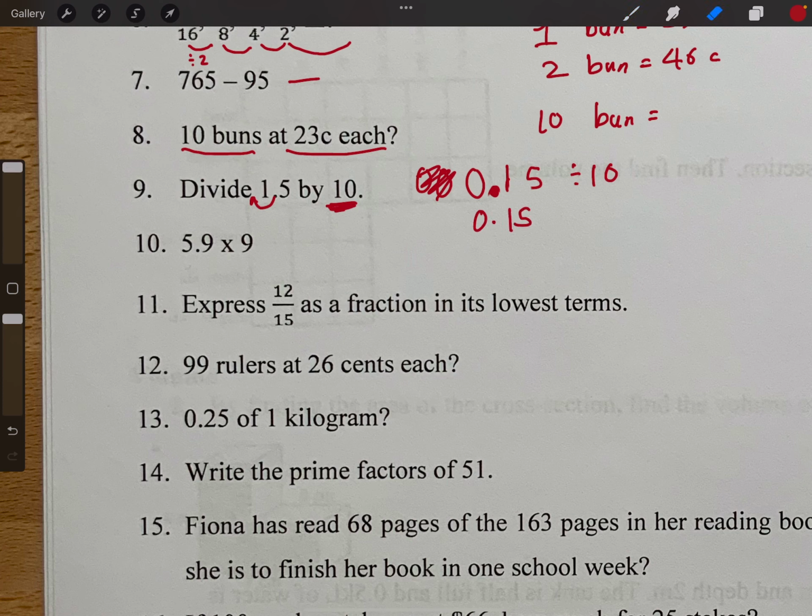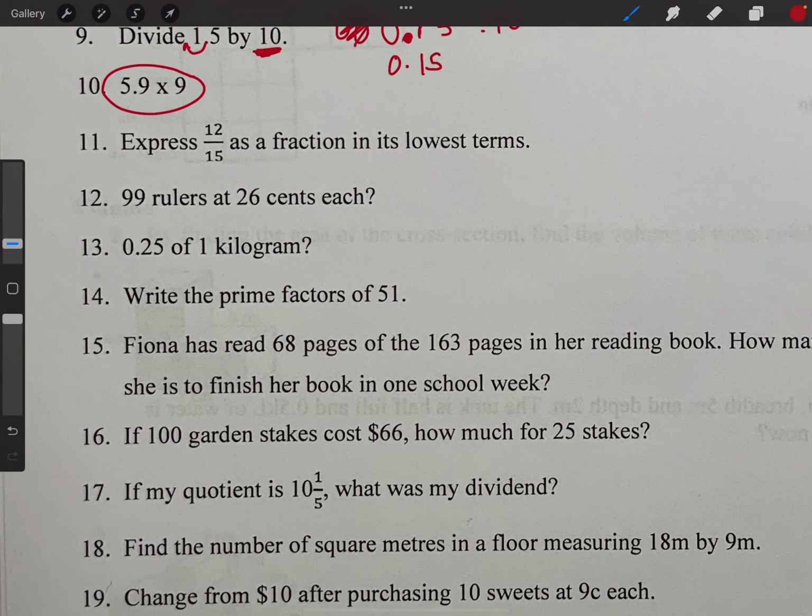Okay, you can do this one by yourself. Question number 11. Express as a fraction in the simplest form. What it means is that 12 on 15 is not the simplest form. You have to simplify it. So what can I divide 12 and 15 by? Work it out, get the answer.